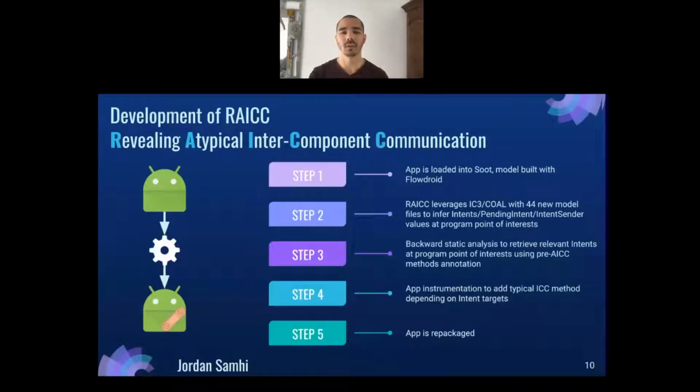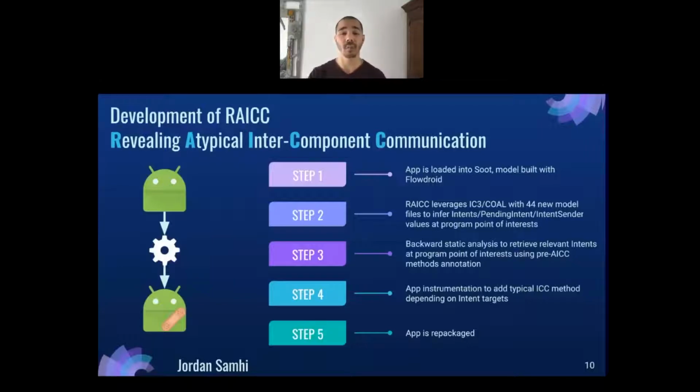So the first step is to load the APK into Soot and FlowDroid for having a first model of the application to perform static analysis. And then we leverage IC3, which can model and infer some values of composite objects such as intents, pending intents, and intent senders at what we call program points of interest. And those program points of interest are the atypical ICC methods. And when we have the values and the possible targets, we have to retrieve the intent.